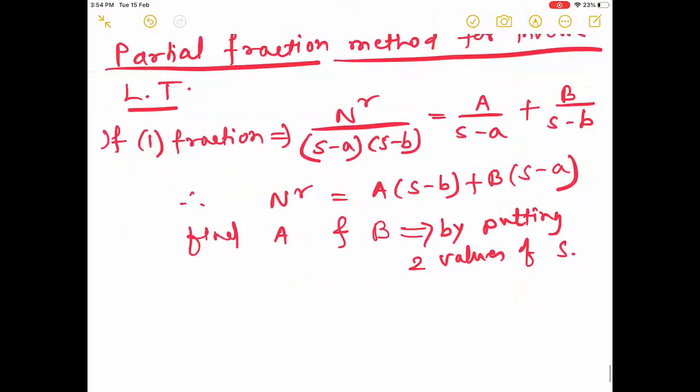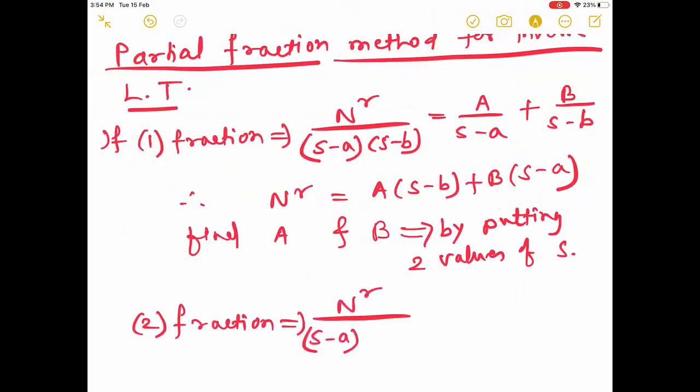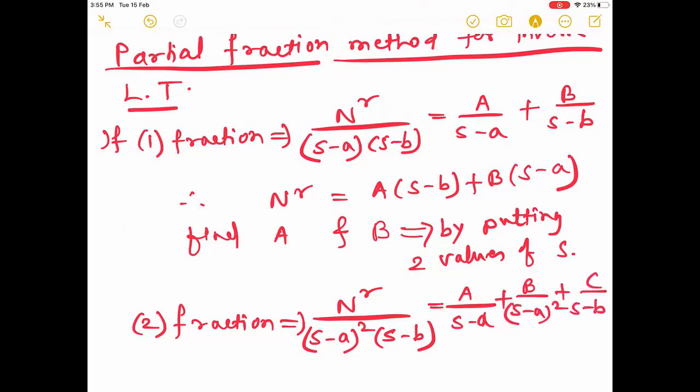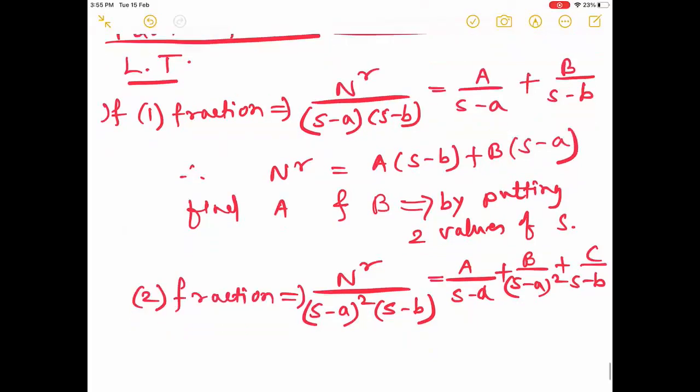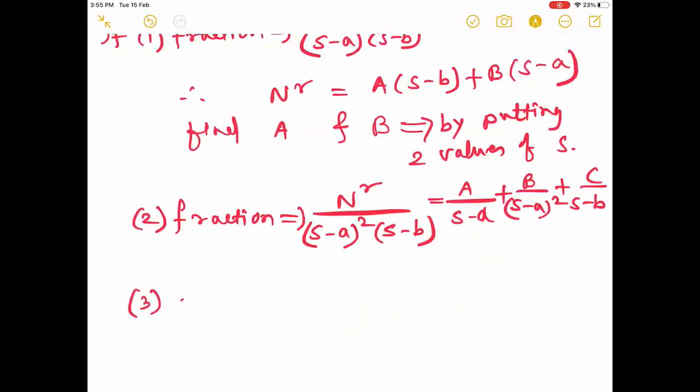In the second form, if the fraction contains repeated factors in the denominator, like s minus a repeated twice and another factor s minus b, then we may write this as A upon s minus a plus B upon (s minus a) square plus C upon s minus b, because the denominator is now of degree 3. So there are three unknowns A, B, C, and they are to be determined like this. If the fraction contains a numerator upon a denominator term that is a quadratic expression.